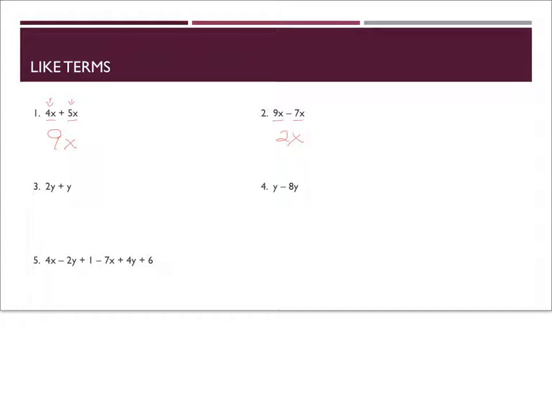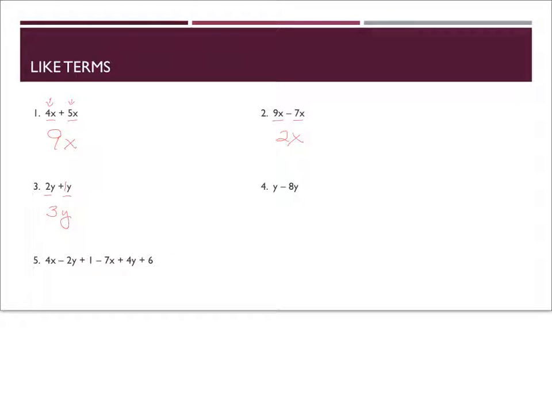What happens when I have two terms that have the same variable, but one of them doesn't appear to have a coefficient? Well, a y is the same thing as just a 1y, only we don't have to write the 1. So if I have 2y plus 1 more y, 2 plus 1 is 3, and I keep the y.